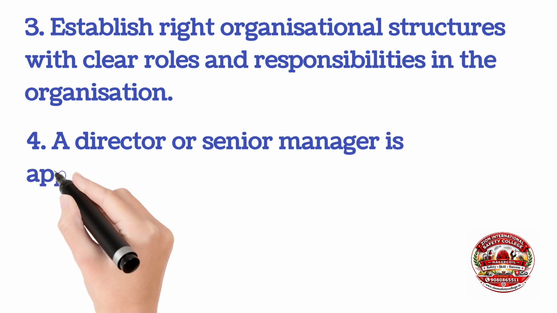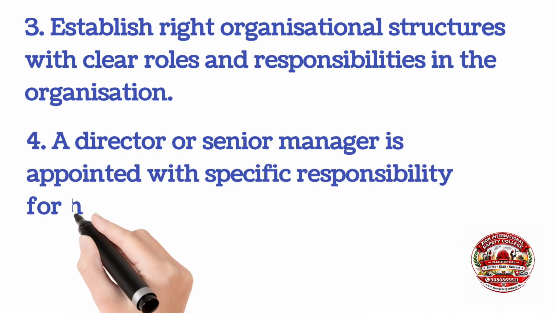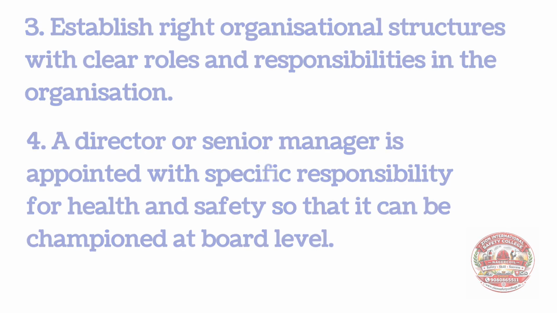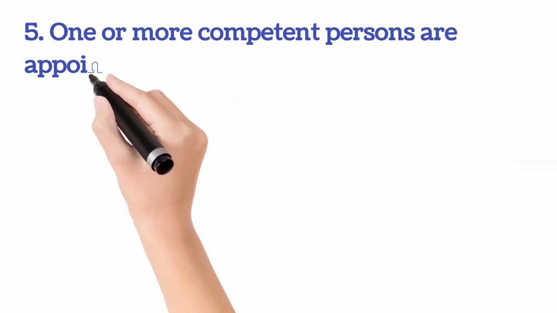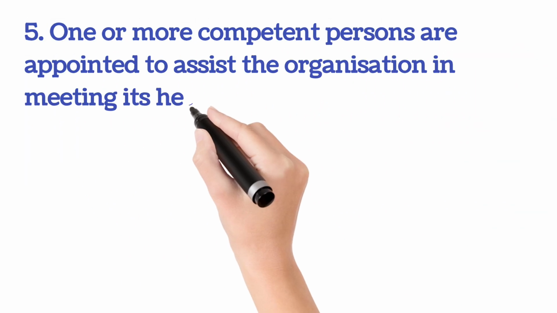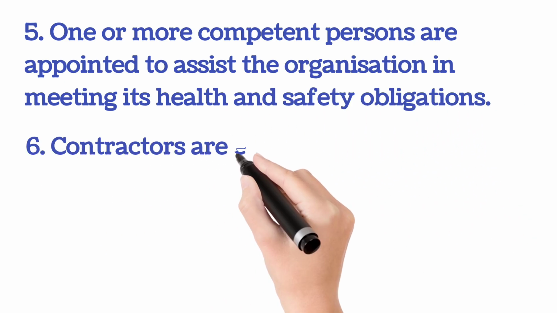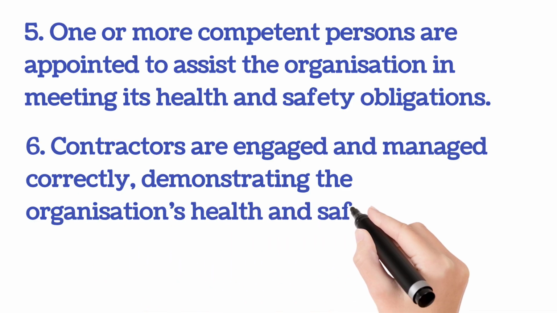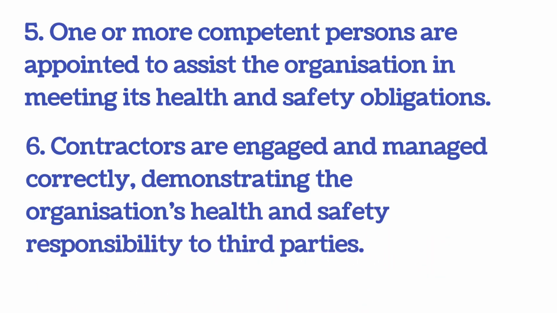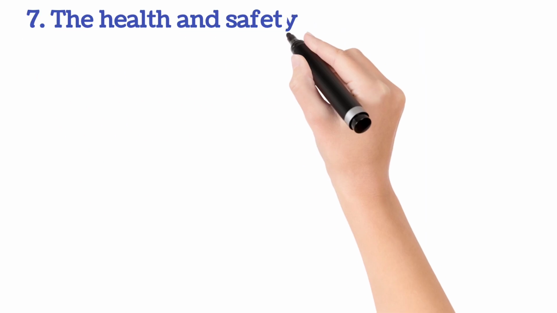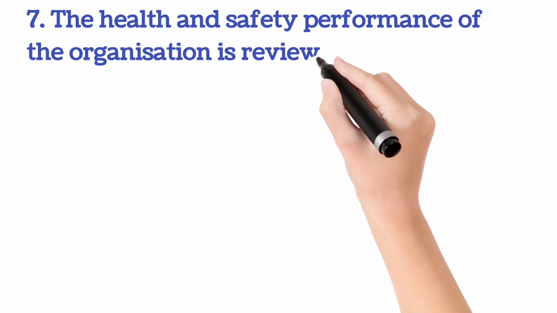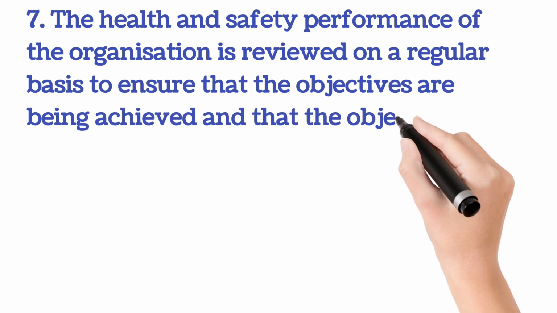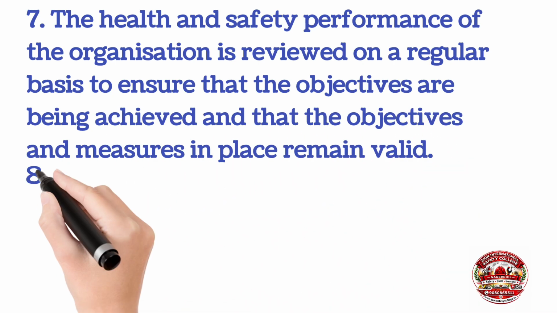A director or senior manager is appointed with specific responsibility for health and safety so that it can be championed at board level. One or more competent persons are appointed to assist the organization in meeting its health and safety obligations. Contractors are engaged and managed correctly, demonstrating the organization's health and safety responsibility to third parties. The health and safety performance of the organization is reviewed on a regular basis to ensure that the objectives are being achieved and that the objectives and measures in place remain valid.